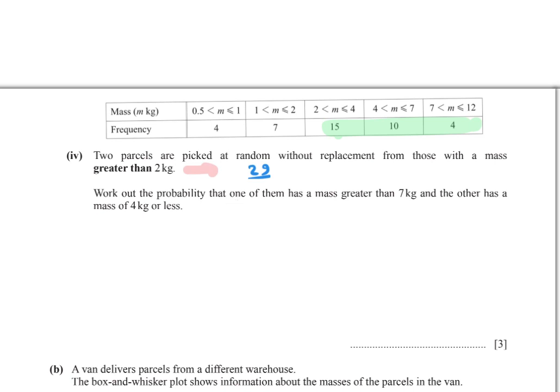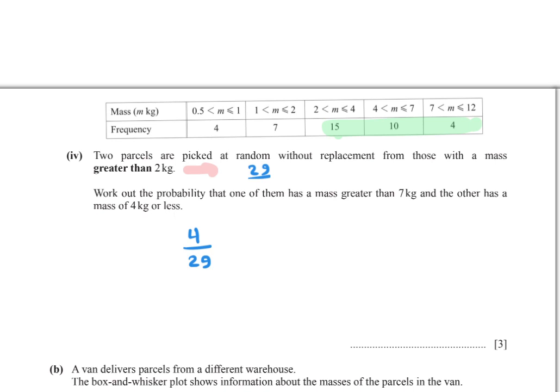Now work out the probability that one of them has mass greater than 7. Greater than 7 means from 7 to 12, we have 4. So 4 over 29, take care, not 4 over the total. Because the two parcels are picked from those with mass greater than 2, we need to choose from 29, not from 40. So 4 over 29. And the other has mass 4 or less.